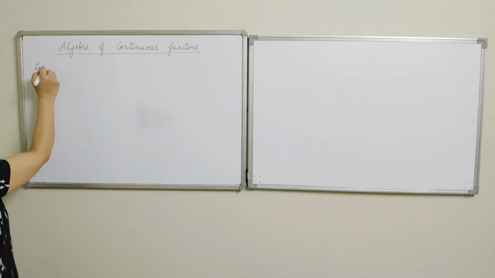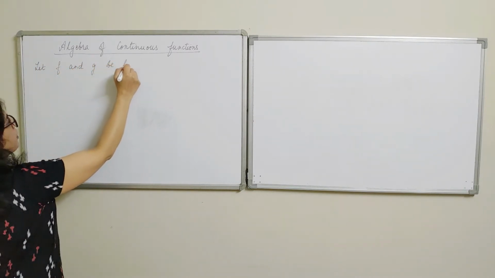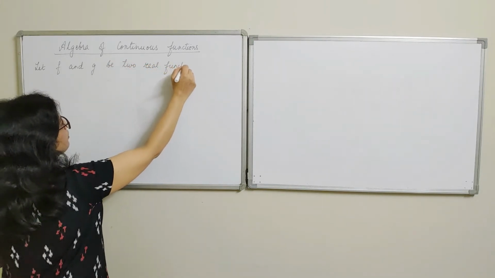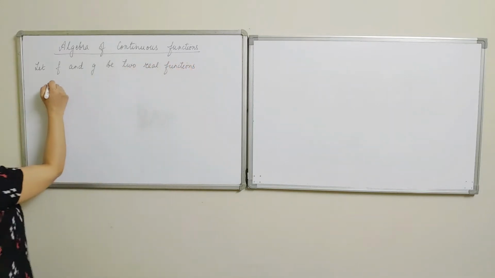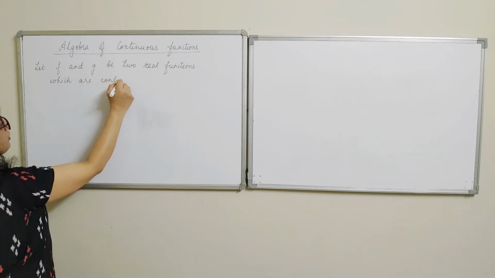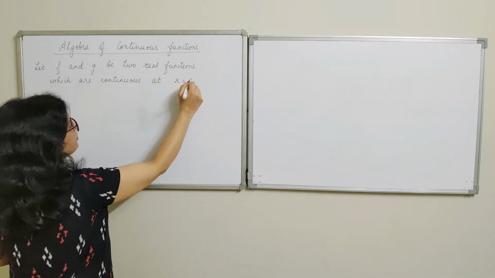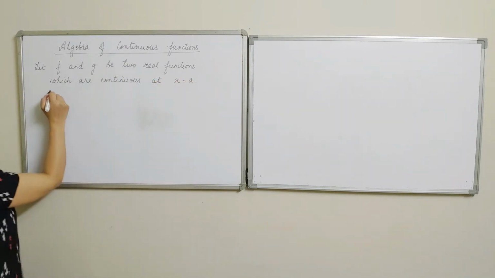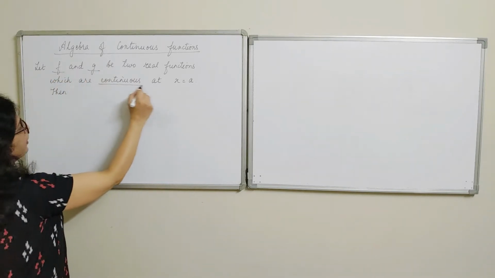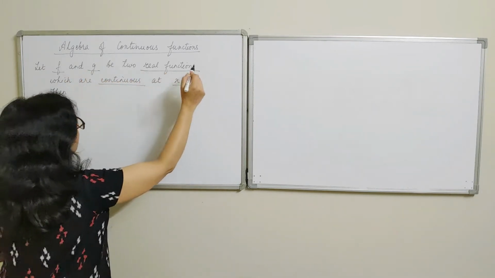So here let us consider f and g as two real functions which are continuous at some point x is equal to a of their domain. So what we have here is f and g are continuous functions at some point a. Whenever we refer to functions, we always mean to say real functions.